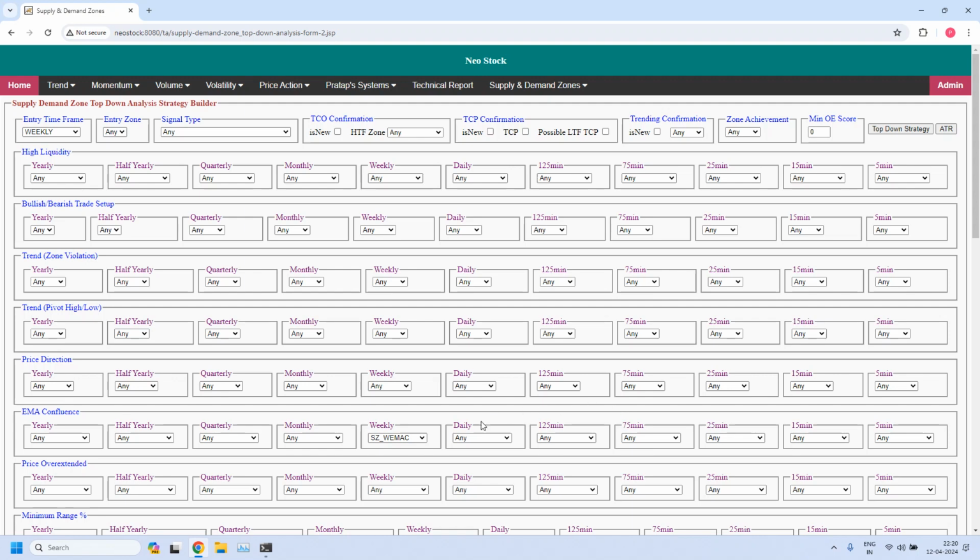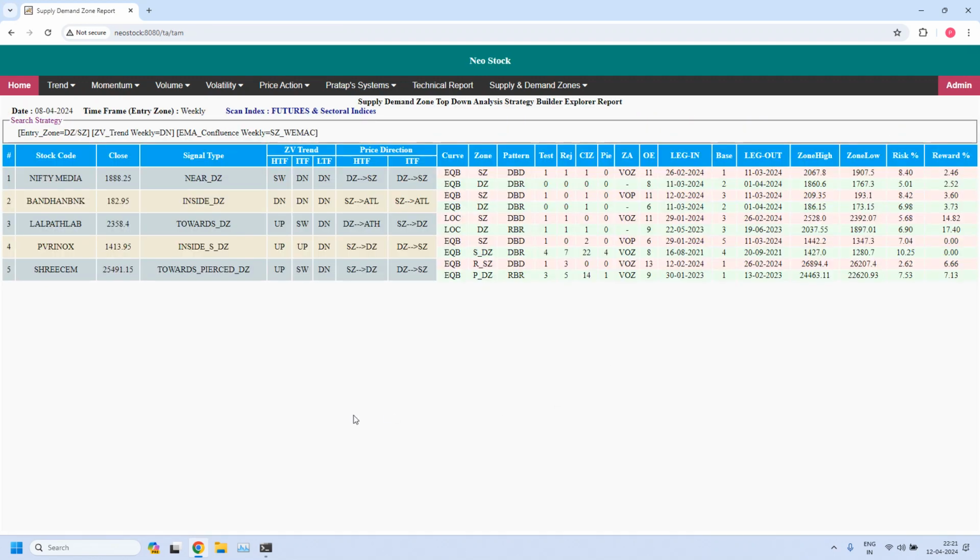Because with supply zones we always go for short trades. At that time if the trend is also supporting, the trade setup has a higher probability. So I am selecting zone violation trend for weekly time frame as downtrend. Now let's generate the report. So only 5 stocks are filtered. All these are supporting. See the LTF trend, all are downtrend.